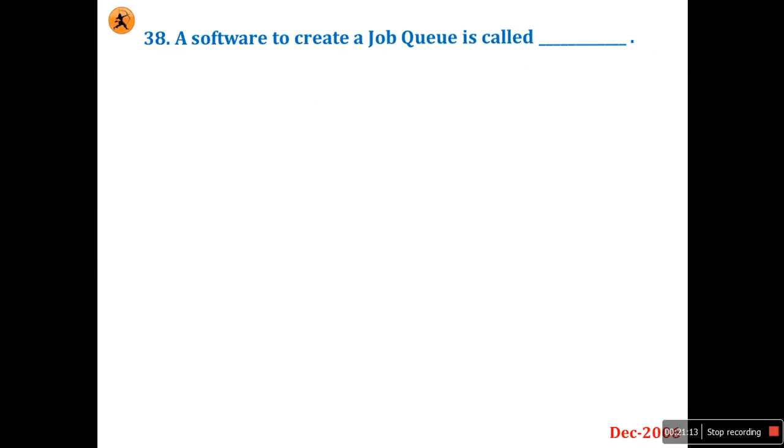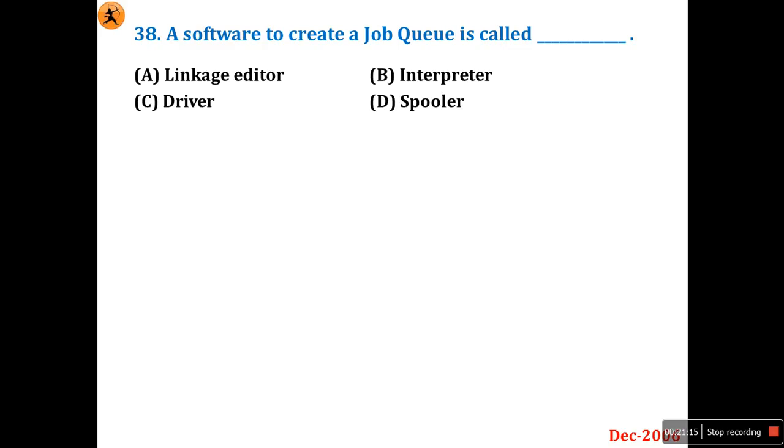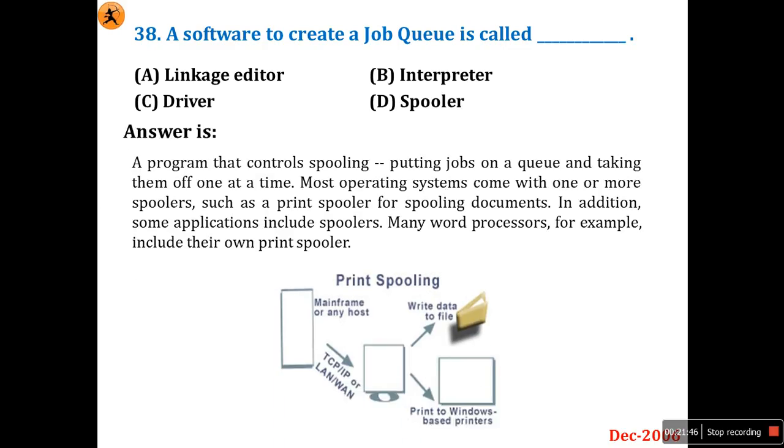Now look at question number 38. A software to create a job queue is called dash. The options are linkage editor, interpreter, driver, and spooler. Obviously it is not linkage editor, because it's not related to any editor. Interpreter is a different task itself. Driver and spooler, only two concepts left, but I hope without looking in depth you can answer. But look at what is spooler. Actually, it is a straightforward question. If you know the answer, spooler is the right answer.